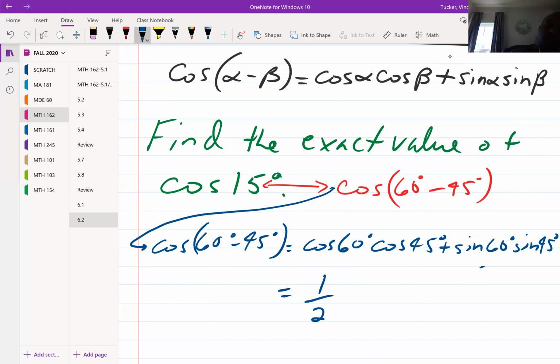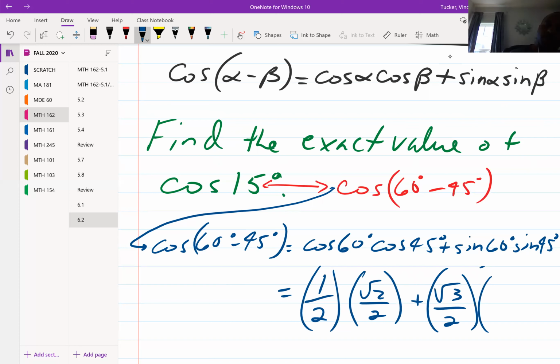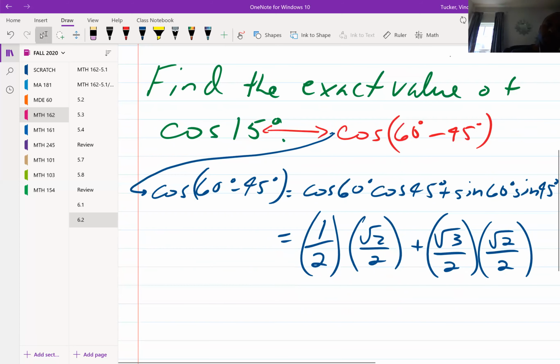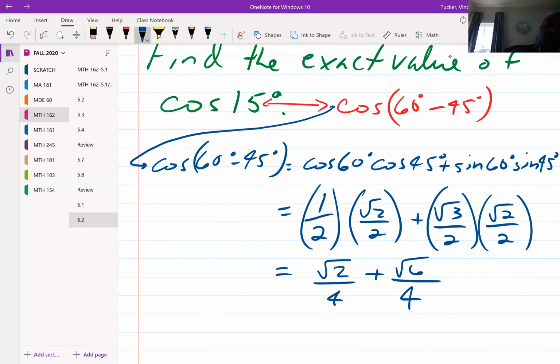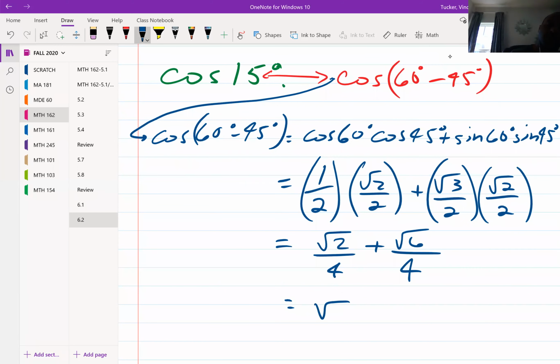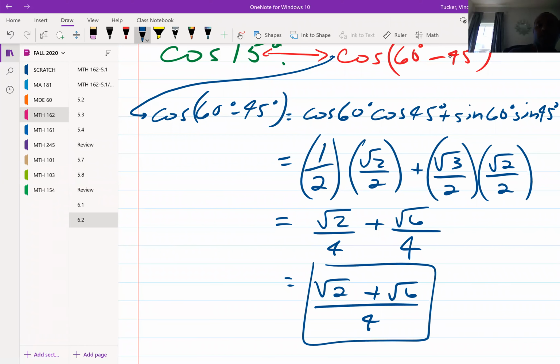Cosine of 60 degrees is 1/2. Cosine of 45 degrees, square root of 2 over 2. Sine of 60 degrees, square root of 3 over 2. Sine of 45 degrees, square root of 2 over 2. Multiply those, you get square root of 2 over 4 plus square root of 6 over 4. And the best we could do with this is bring it together this way, as far as simplifying is concerned. And that's it.